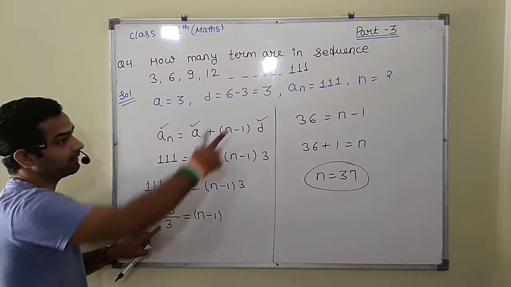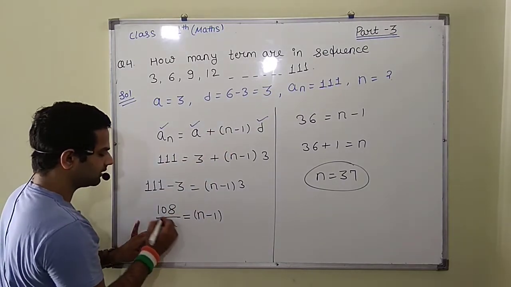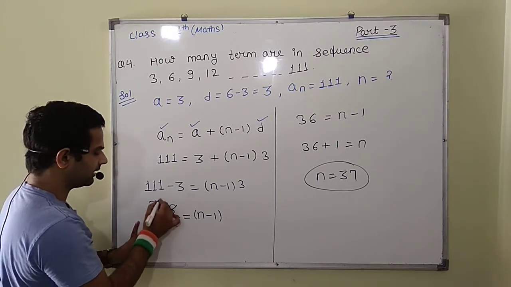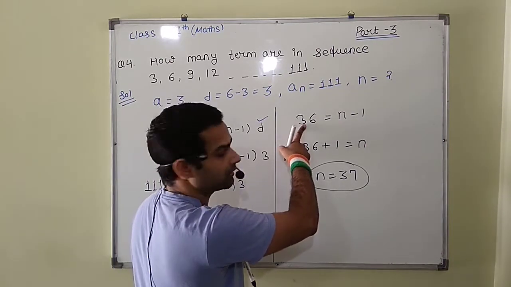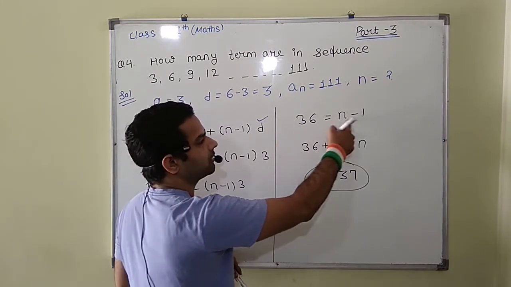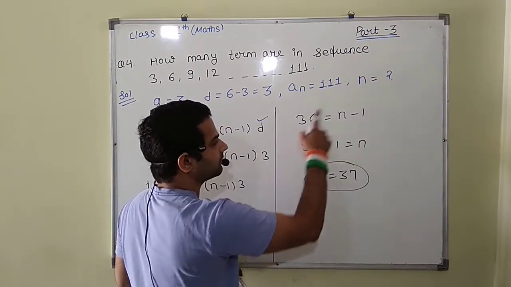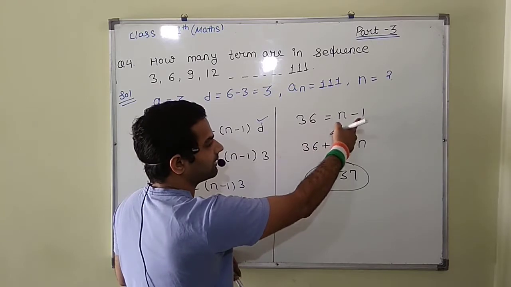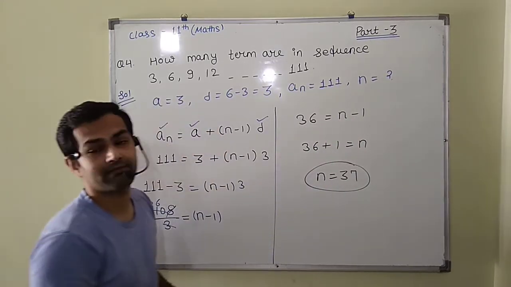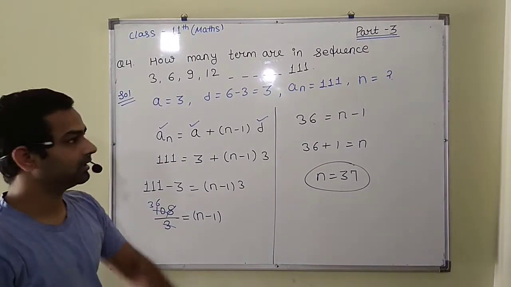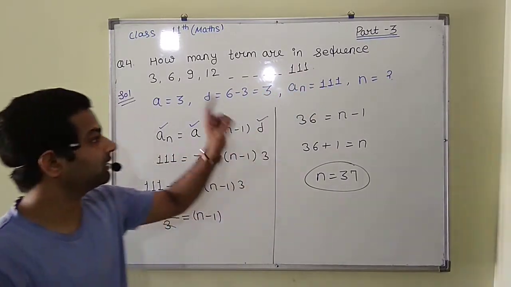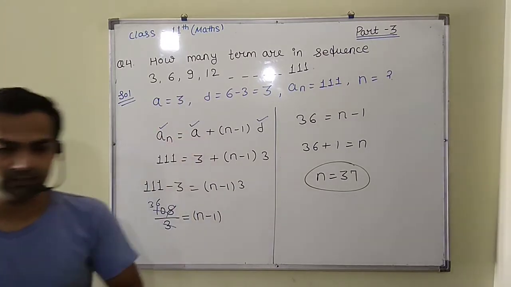So 108 divided by 3 will give you 3 3s are 9, carry 1, and 3 6s are 18. So 36. The value of 108 divided by 3 is equal to 36, which is equal to n minus 1. Take this 1 to this side. So minus will become plus. 36 plus 1 is equal to 37. So the value of n is 37. It means 111 will come at the 37th position in this sequence. Okay. Next question.